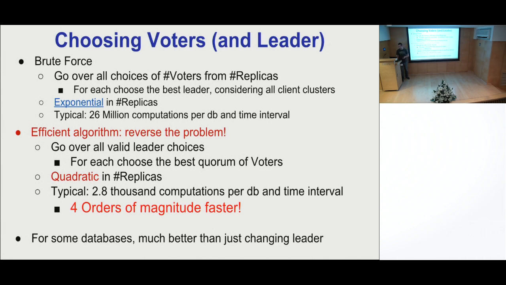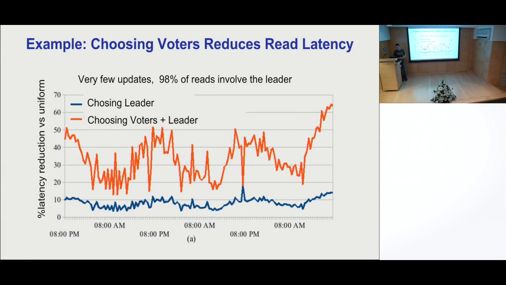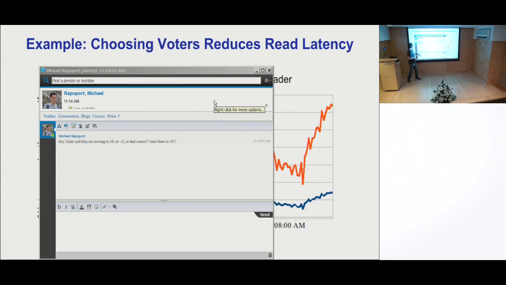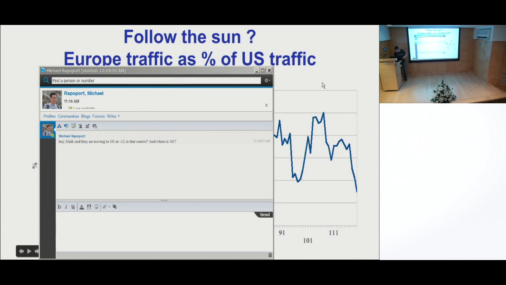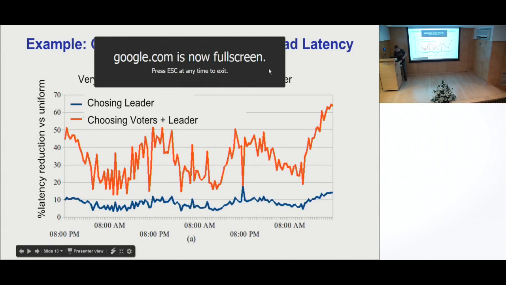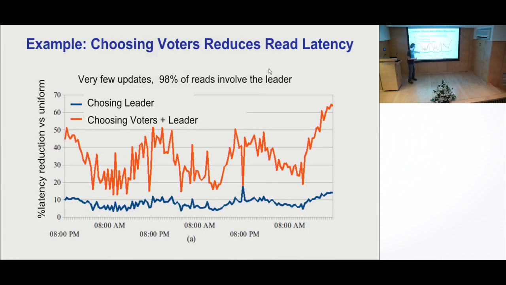For some databases, we saw that this is much better than just changing the leader. Here's an example. So this is time, and the blue line is the latency improvement when we just move the leader around. We see that we get about 10% latency reduction by moving the leader. The red line is what happens when we move the voters and the leader. We can see that we get about 35% latency reduction, which is very good.